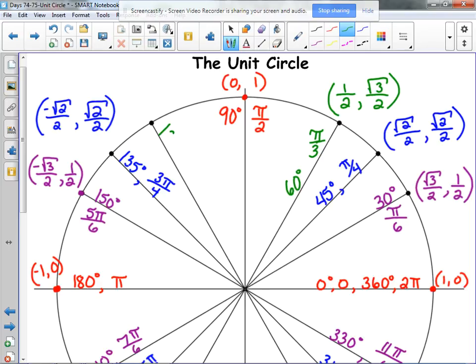Okay, if we find this angle in the second quadrant, it's 120 degrees, and it is 2 pi over 3 in radians. So it has the same coordinates except the x is negative. So it's negative 1/2, positive square root 3 over 2.